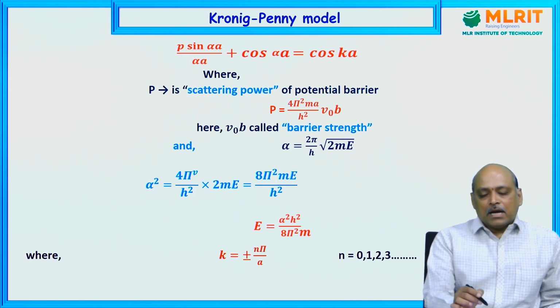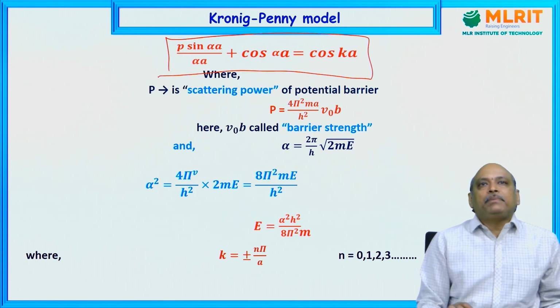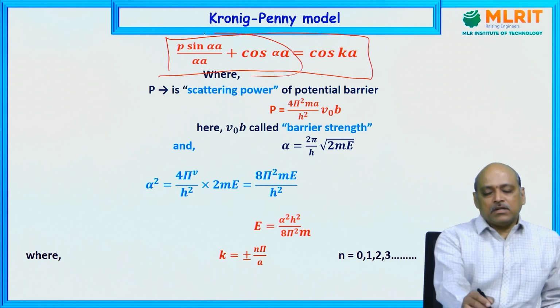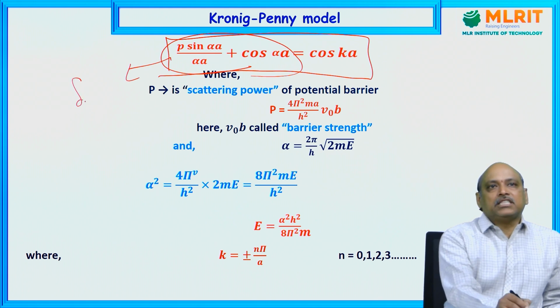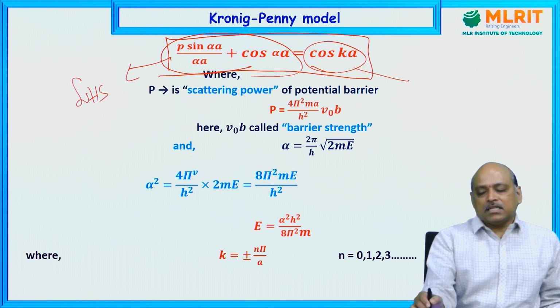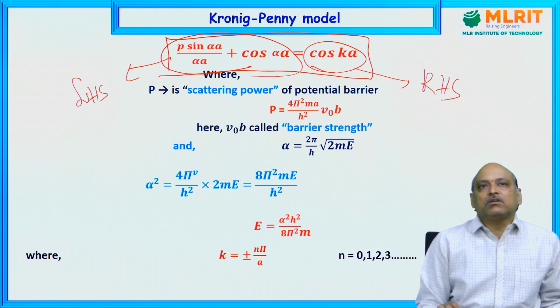Now, according to these two scientists, the equation I am writing here is P sin alpha a by alpha a plus cos alpha a is equal to cos Ka. Now, we know that this is the LHS part, and cos Ka is the RHS part. LHS is equal to RHS. First, you take it like this.